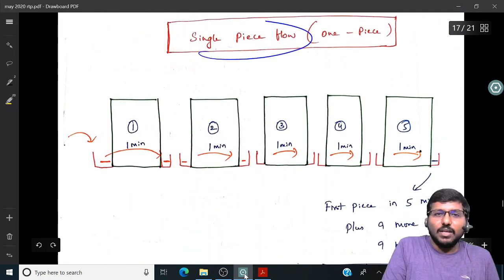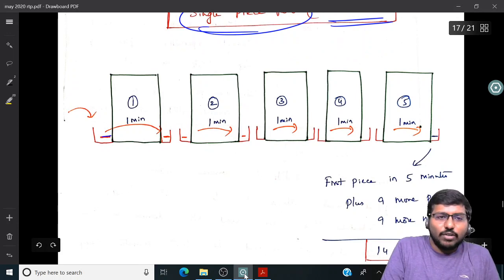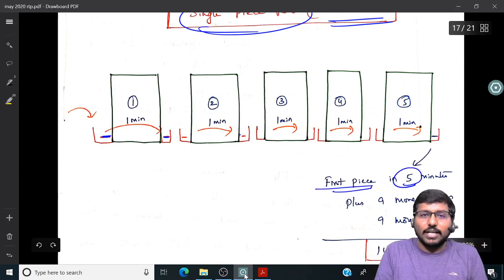Now see here, this is single piece flow, that is one piece at a time. So what basically happens, you get your first piece over here, 1 minute it comes over here, right? And then within 1 minute it goes over here, 1 minute, 1 minute, 1 minute. So on the 5th minute itself, you'll get your first piece. Now continuously it happens. Just try to imagine.